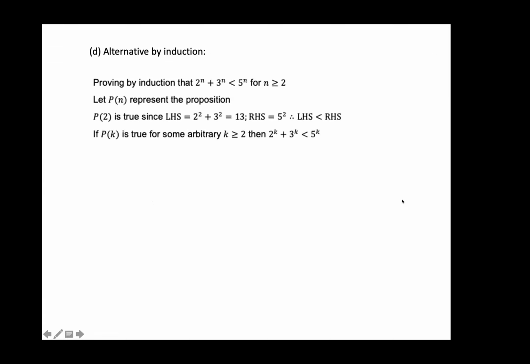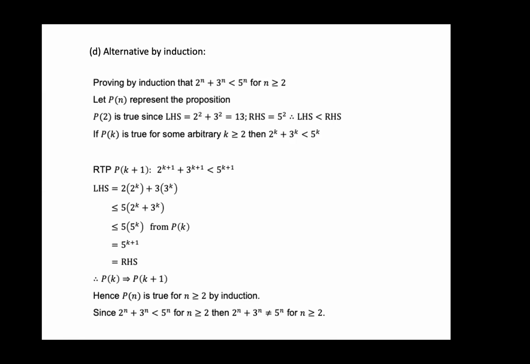There is an alternative by induction that was common. Proving by induction, we can find P2 is true, assume for Pk, and prove for Pk plus 1. And we can see in this case that 2 to the n plus 3 to the n is indeed less than 5 to the n. So therefore, it cannot equal 5 to the n as required.